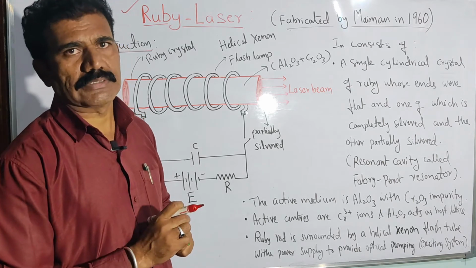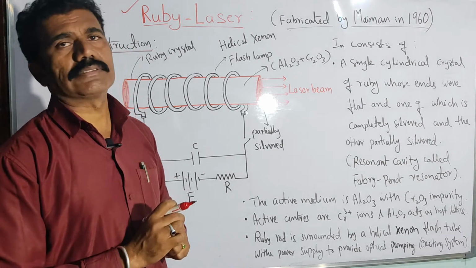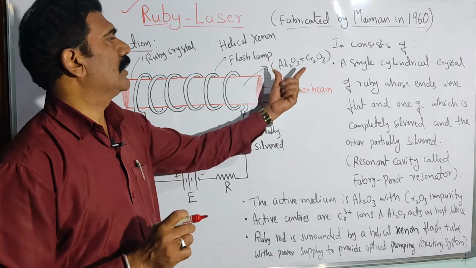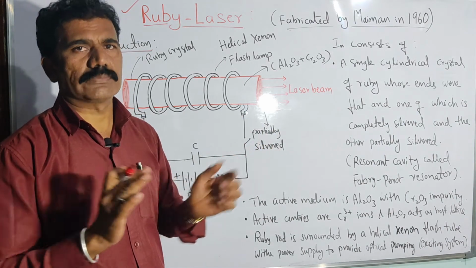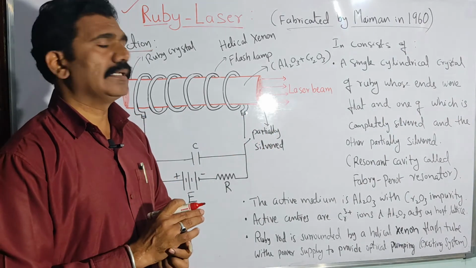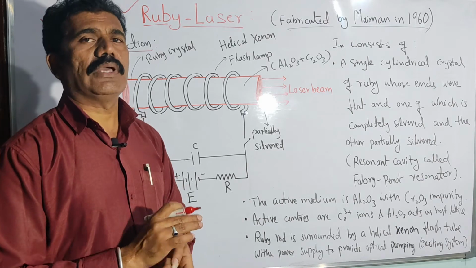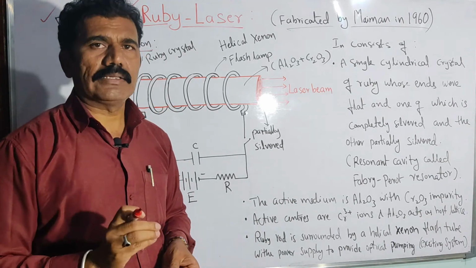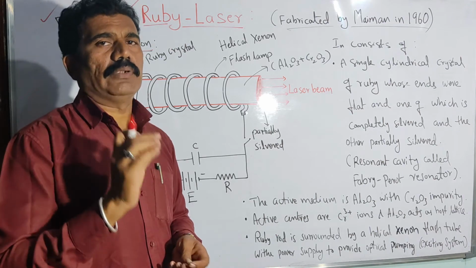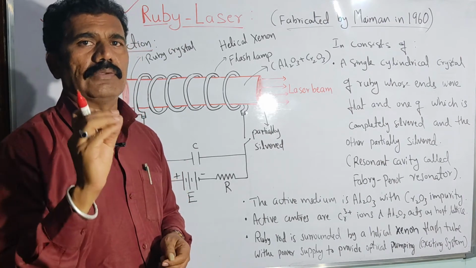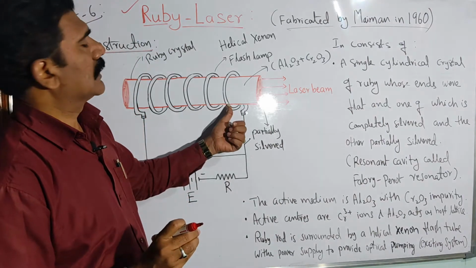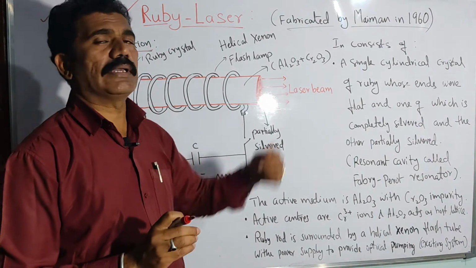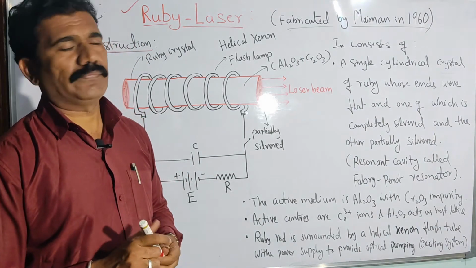Active centers, we can say, are the chromium ions in the ruby crystal, whereas aluminum oxide works like a host material. As I said in the basic requirements, we should have a host material in which some of the atoms behave as active atoms. Active centers are active atoms, so in the case of ruby crystal, chromium ions are the active centers.